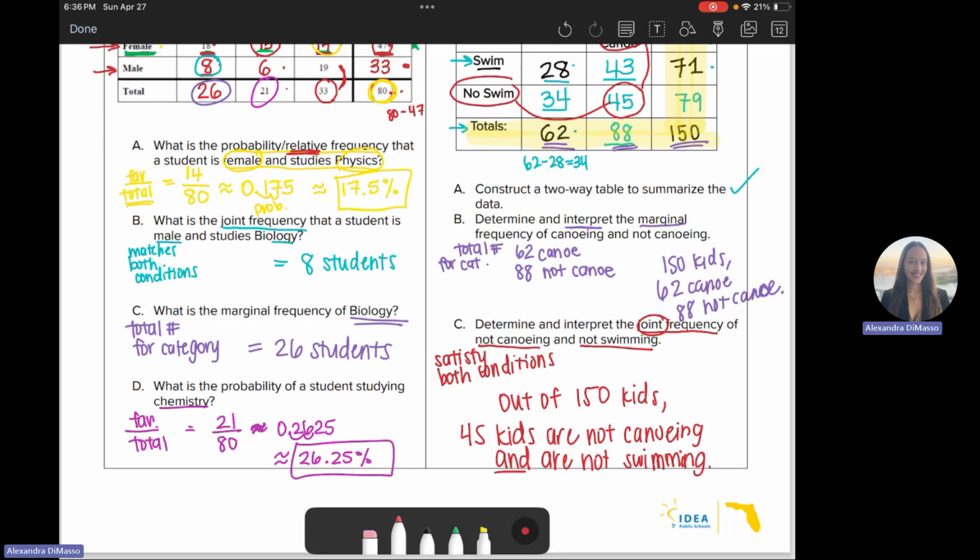Okay, so maybe take a moment, write those formulas down so you have them, and then go ahead and give those other practice problems a try.